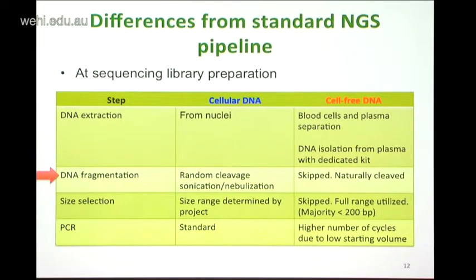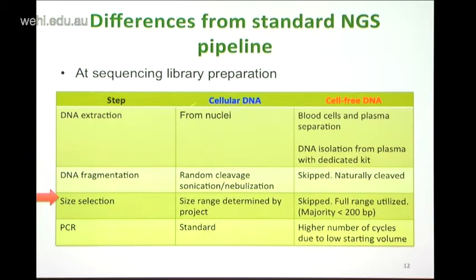In cellular DNA, you need to fragment up that intact chromatin in order to be sequenced. So they use methods such as sonication or nebulization in order to randomly cut up the DNA. Cell-free DNA is naturally chopped up. Therefore, we don't want to cleave it further. So this step is skipped, and you get the biologically cleaved fragments.